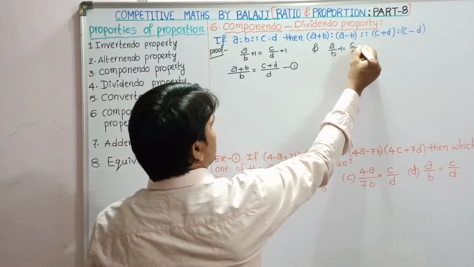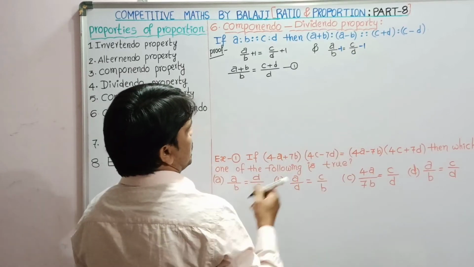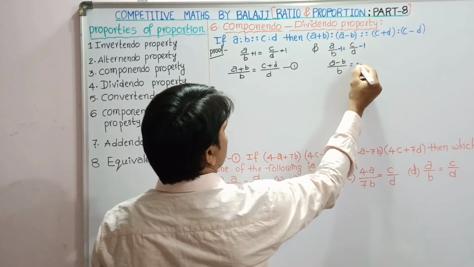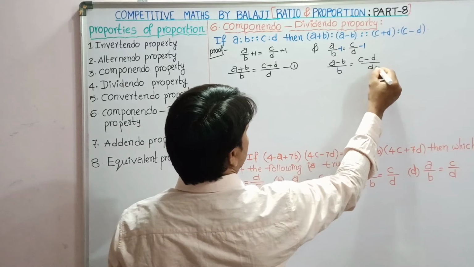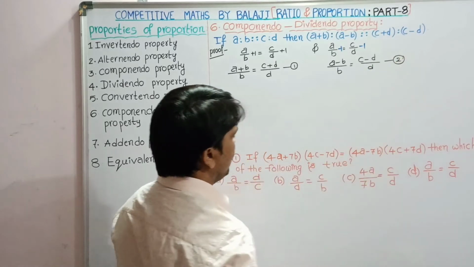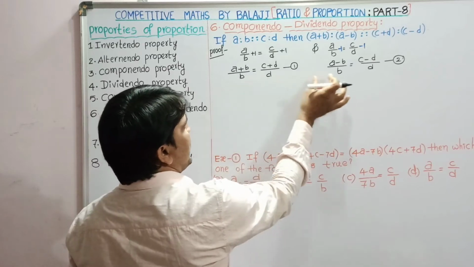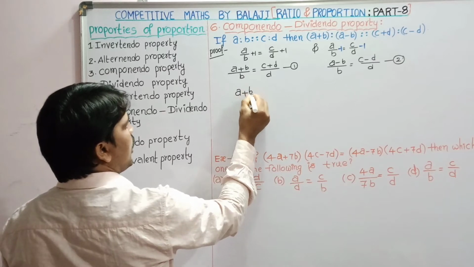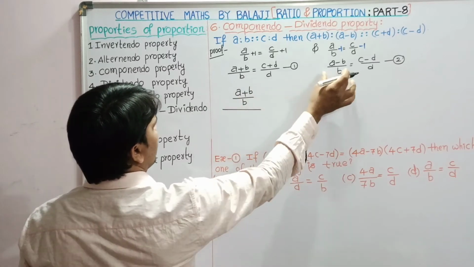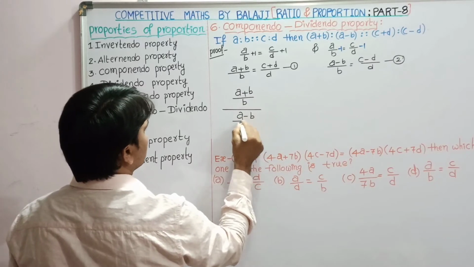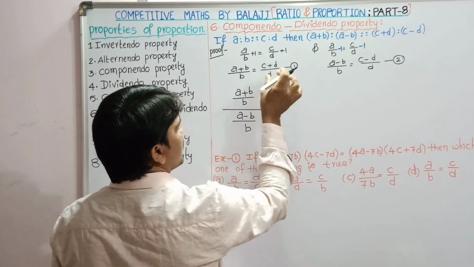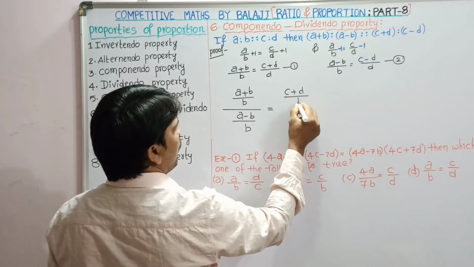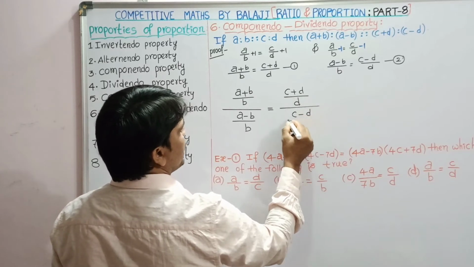Subtract 1 from both sides. We get A minus B by B equal to C minus D by D. Let it be equation 2. On dividing corresponding sides of equation 1 and 2, what do we get? Let us see. A plus B by B whole by A minus B by B, and divide the corresponding RHS sides of 1 and 2. That is C plus D by D whole by C minus D by D.